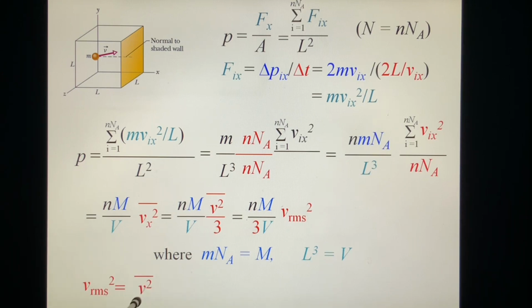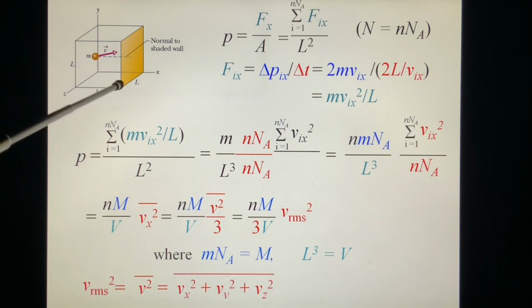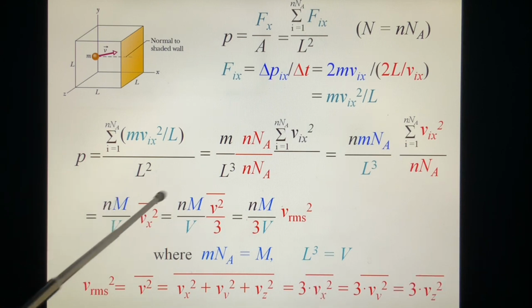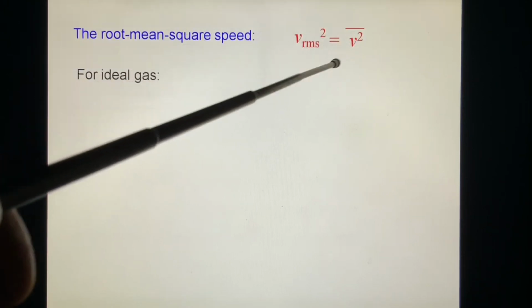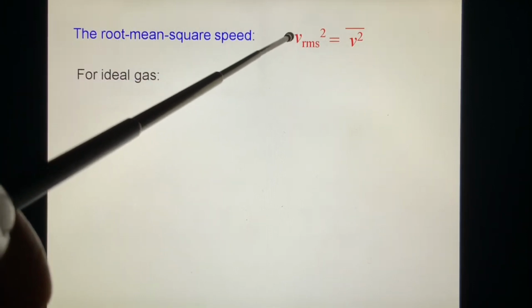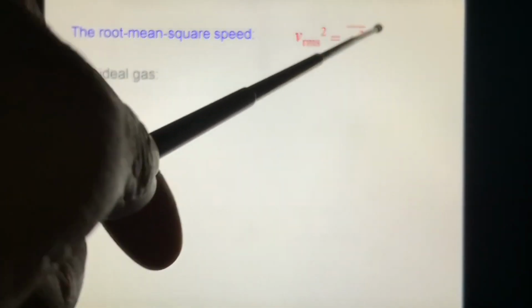And this one, V square equals Vx square plus Vy square plus Vz square. By symmetry, the averages of x, y, z are symmetric, okay? So each one must be equal. So V root mean square squared equals 3 Vx square average, equal to 3 Vy square average, equal to 3 Vz square average. So Vx square average equals V root mean square squared over 3. Okay, so that's the answer. Then we find V root mean square. By definition, you take the square root on both sides, and on the left side you get V root mean square.